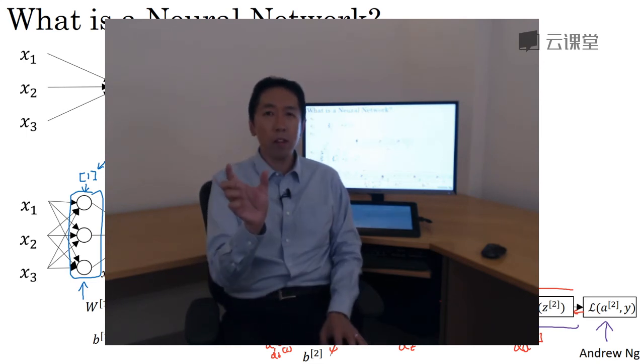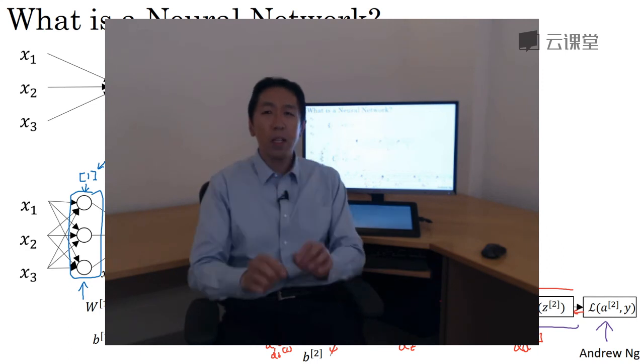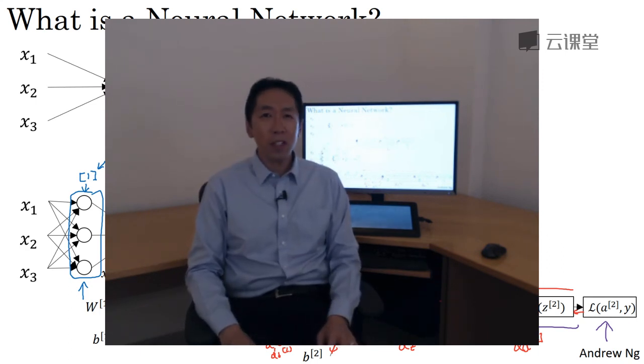It's basically taking logistic regression and repeating it twice. I know there was a lot of new notation, a lot of new details. Don't worry about it if you didn't follow everything. We'll go into the details more slowly in the next few videos. So let's go on to the next video. We'll start to talk about the neural network representation.